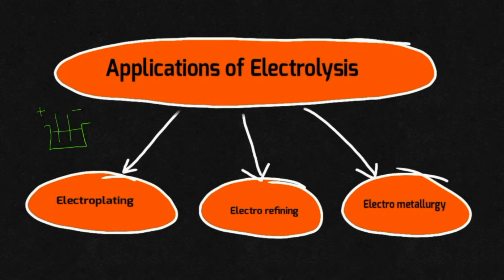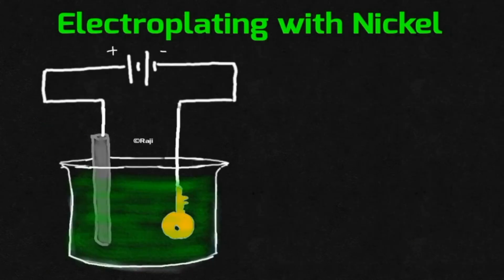Yes. So the applications of electrolysis include electroplating, electrorefining and electrometallurgy. But out of these three, electroplating is more important and you will get most of the questions from this topic. So let's discuss electroplating first. What is electroplating actually? Coating a superior metal over a base metal by the process of electrolysis is known as electroplating.